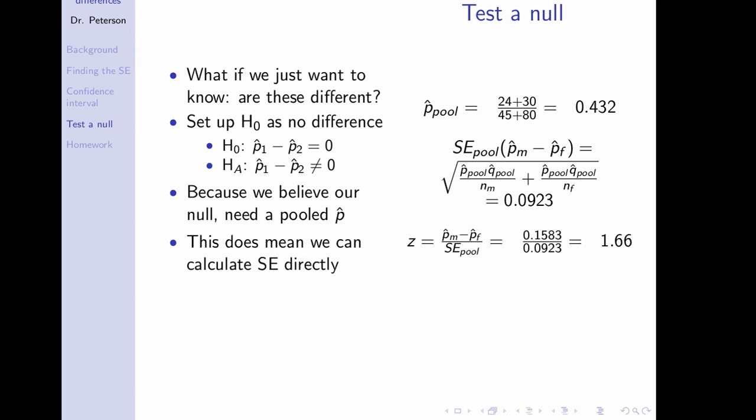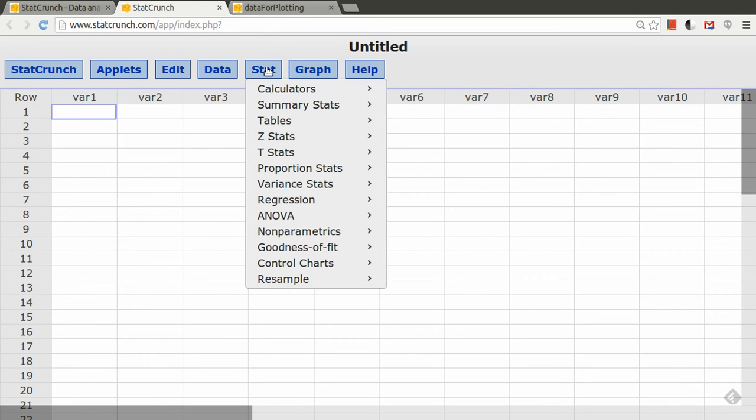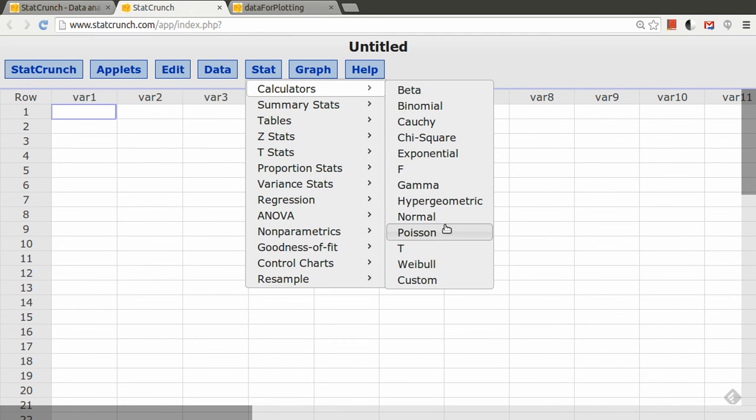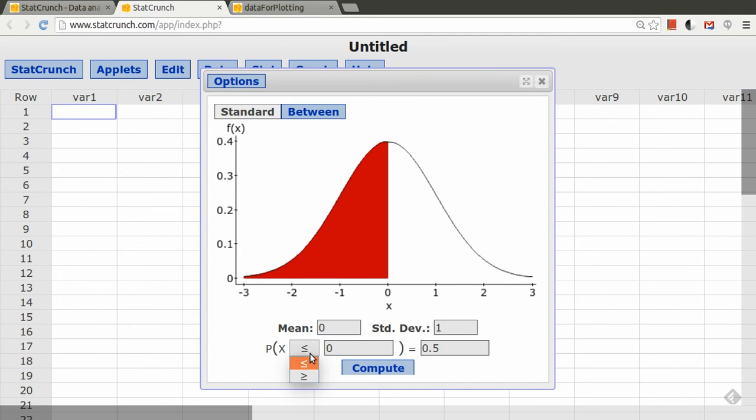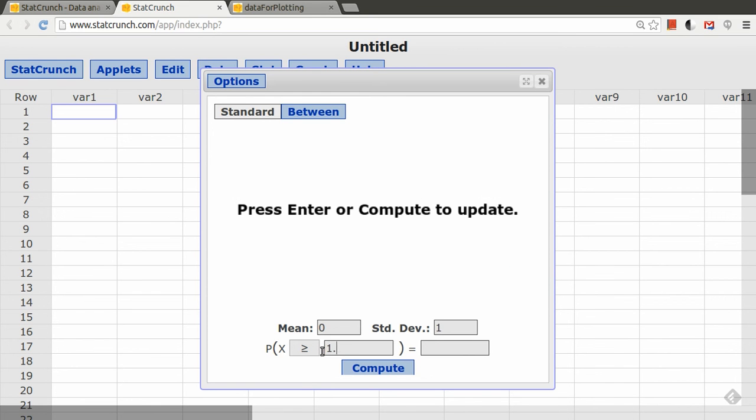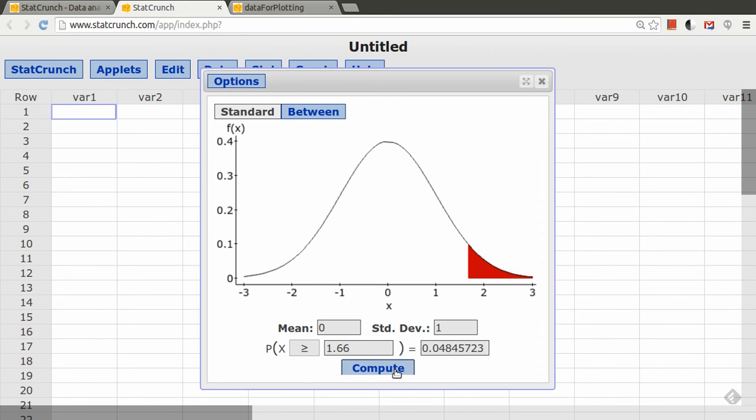Now remember, what we want to know is how likely it is to get that z statistic, or more extreme, by chance if the null hypothesis is true. So we want to know what is the probability of getting z greater than or equal to 1.66. So we go to StatCrunch, we open our calculators, normal. We're going to ask for greater than 1.66. Click compute. Now I want to make a few points here. So first, our value, 0.04845, is the p-value for our one-tailed test.